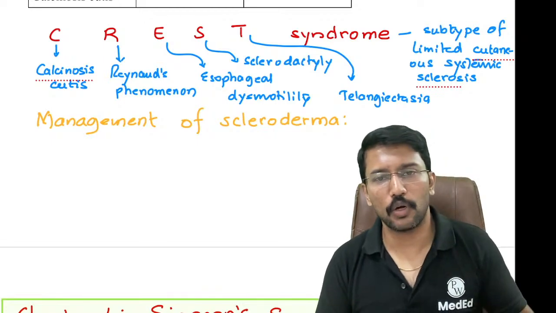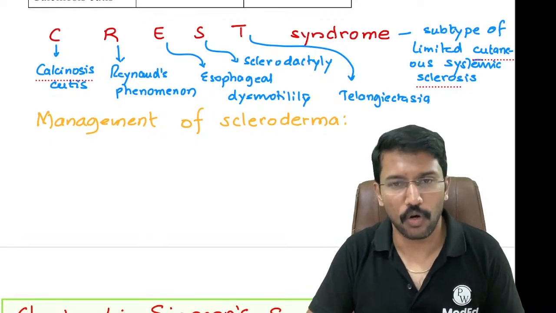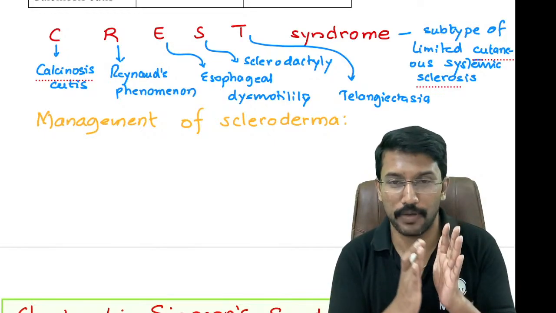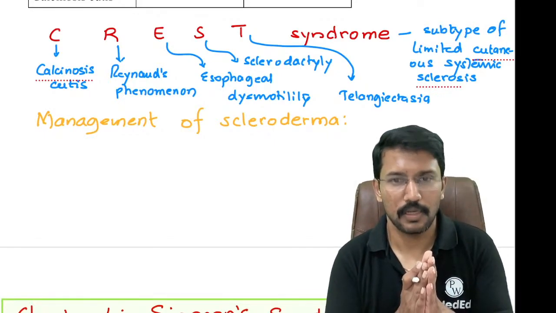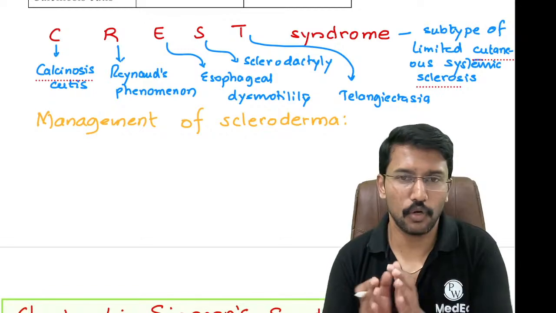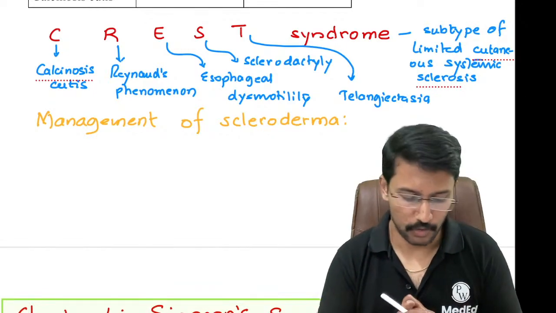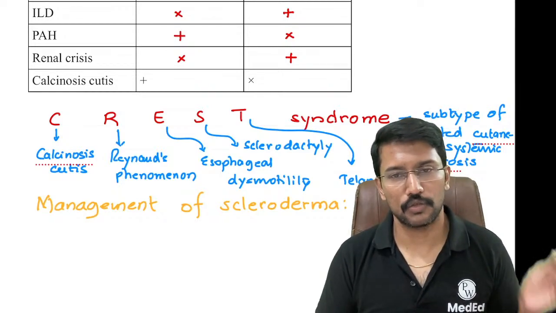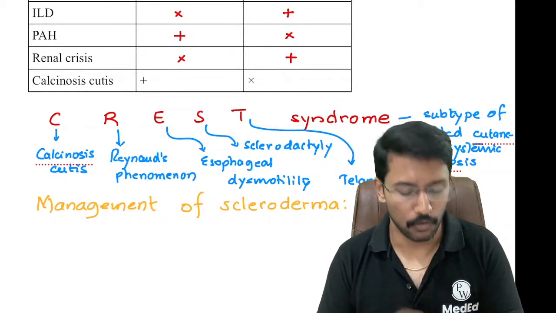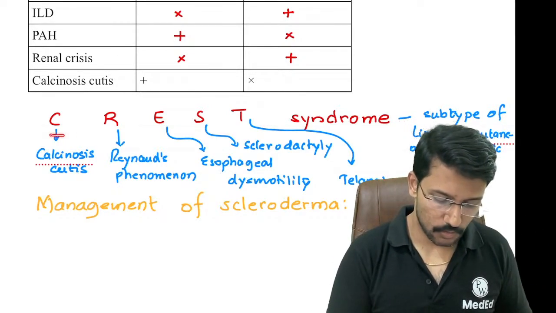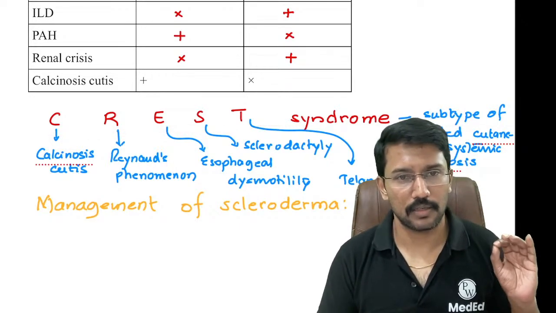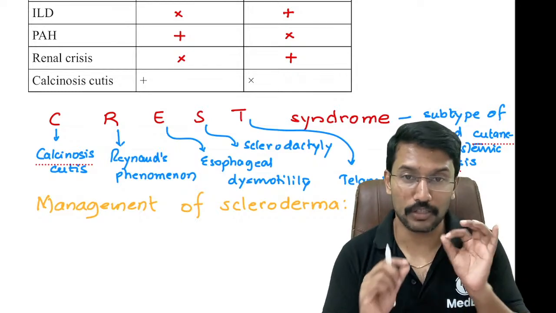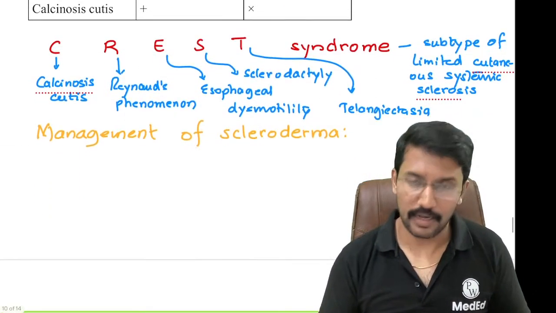Raynaud's phenomenon is a phenomenon where on exposure to cold or putting hands in cold water, there will be intense vasoconstriction resulting in severe pallor, maybe cyanosis, and pain and tingling sensations or paresthesias. We call it Raynaud's phenomenon, which is the most common clinical manifestation of patients with scleroderma, followed by thickening of the skin. So CREST syndrome has these 5 components: calcinosis cutis, Raynaud's phenomenon, esophageal dysmotility, sclerodactyly or sausage-shaped fingers, and telangiectasia.